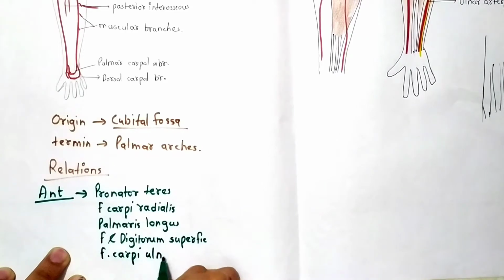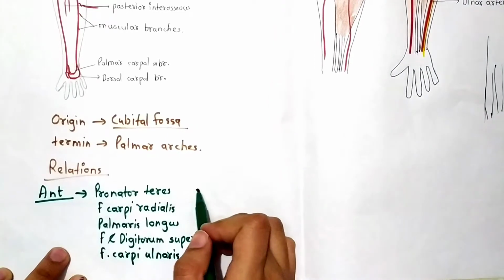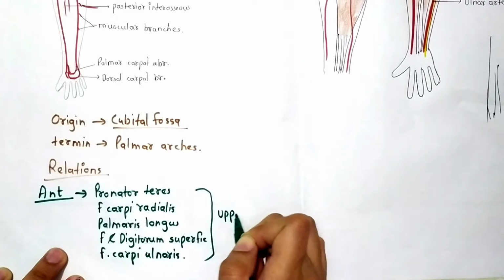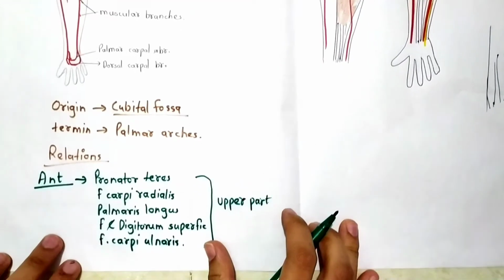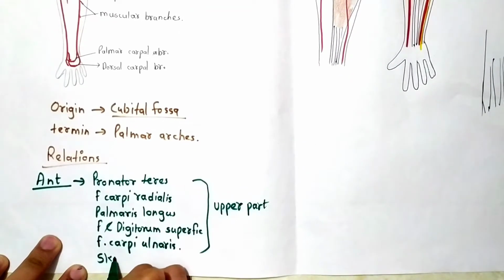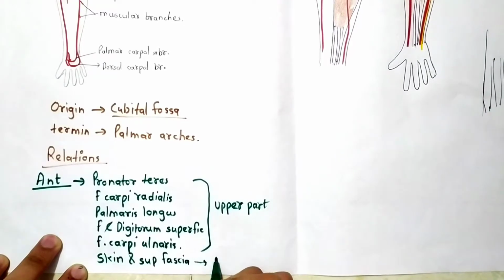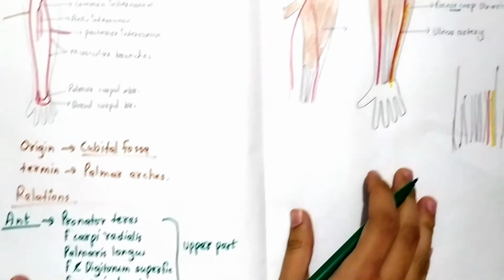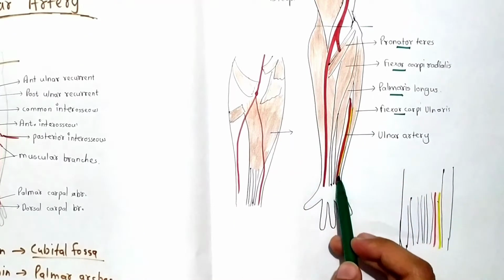So these muscles are in the upper part, and in the lower part it is covered by skin and superficial fascia. Okay, so these are the relations in the upper part, and in the lower part there is skin and superficial fascia. In this diagram you can see also the muscles are only in the upper part and then this artery is superficial. You can see it clearly.